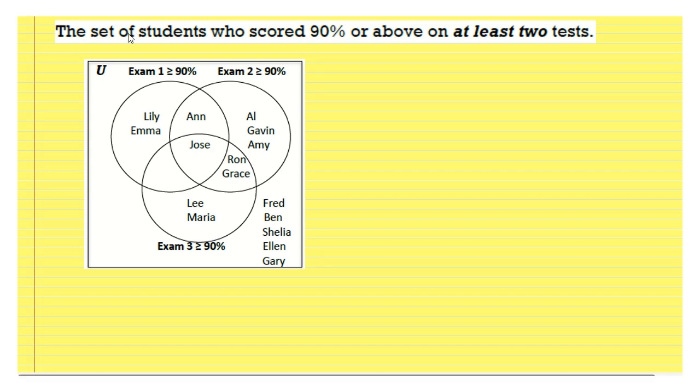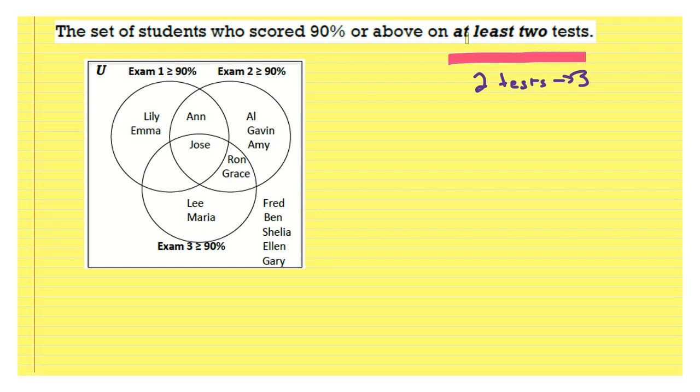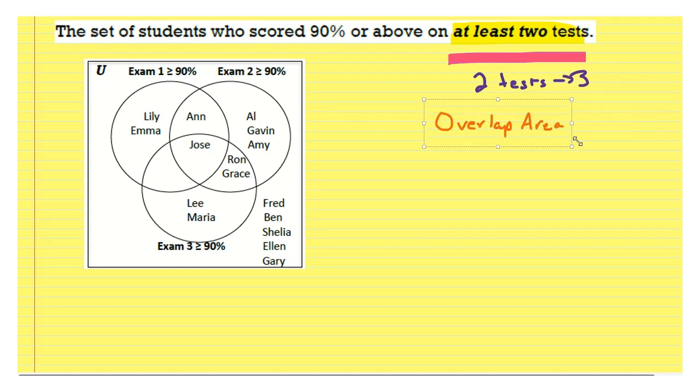Next statement wants us to look for the roster that represents the set of students who scored 90% or above on at least two tests. When it says at least two tests, that means they could have scored high on two tests, but at least means they also could have scored higher on three tests. So it could be two tests or three tests. I also need you to understand that when you see this phrase, at least two tests, it is going to be in the overlap area.